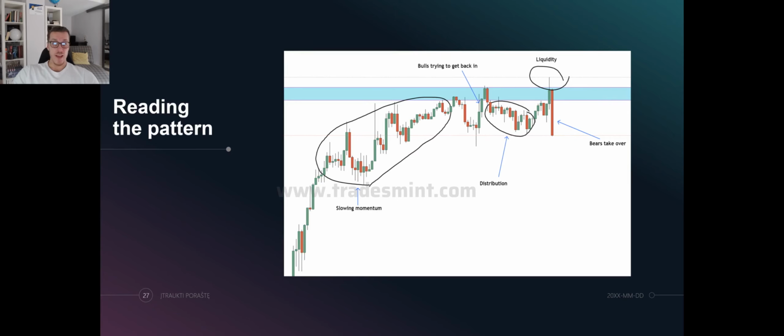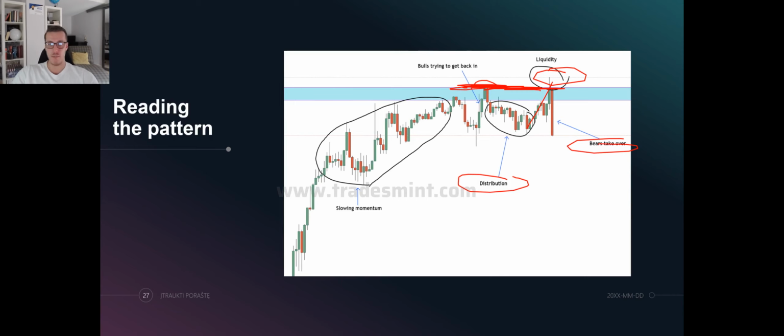Right? And this is our double top, right? This is our resistance. A lot of stops sitting right here. We have distribution. We have push to the upside. The last breath of bulls. The bulls trying to push the price higher. Liquidation. All the stop losses that were here were taken down. Bears take over, right?